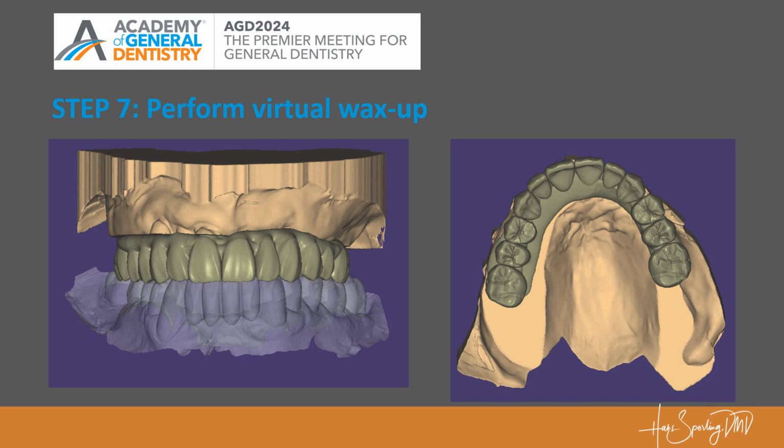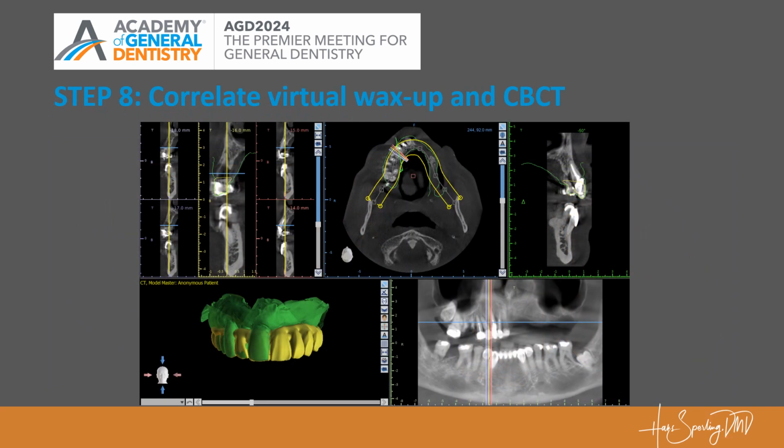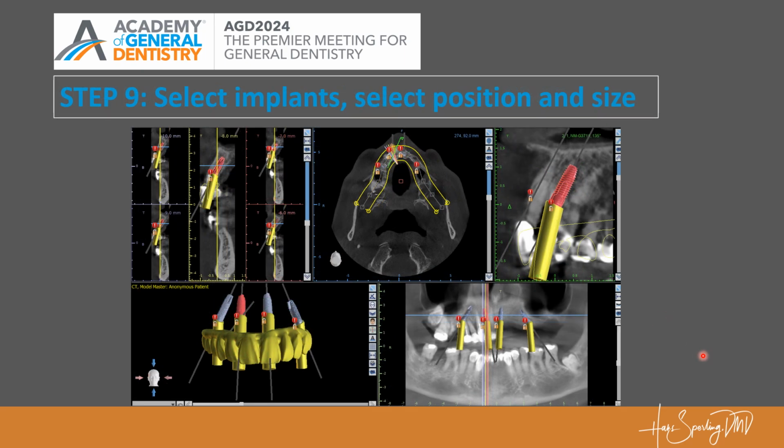That wax up we can export now out of our exocad software, and we can import it into our CBCT. These models are always going in and out with the same correlation. So once we bring in the wax up, it knows exactly where it was, correlating it to the other models. So now we have our proposed teeth position in relation to the bone of the patient. And that is what we need to do to start planning our implant position.